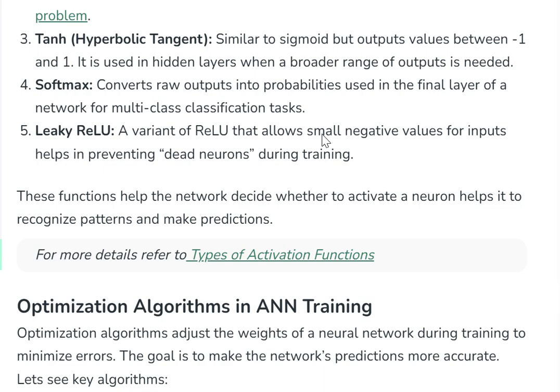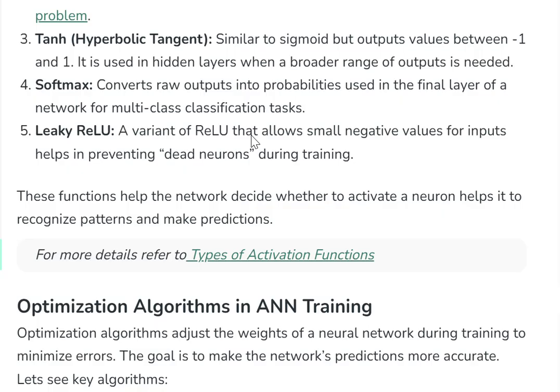Softmax is another version of sigmoid, but softmax is used when we have multiple classifications, like cat, man, dog, three classes. Sigmoid is used only for cat or not cat, spam or not spam, and softmax is used for cat, dog, man, etc. It converts the raw outputs into probabilities, used in the final layer of the network for multiple classification tasks.